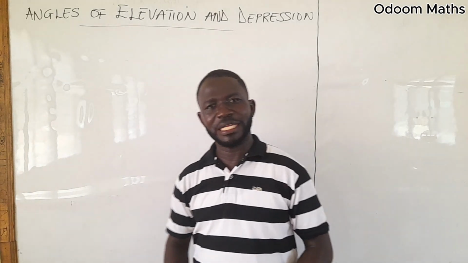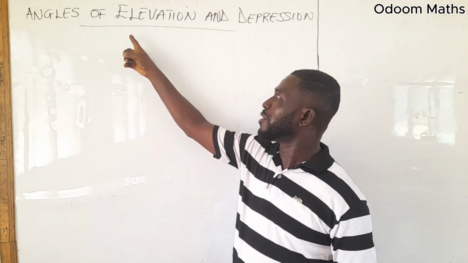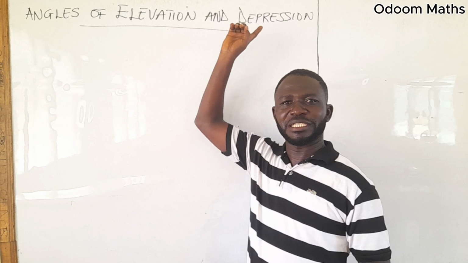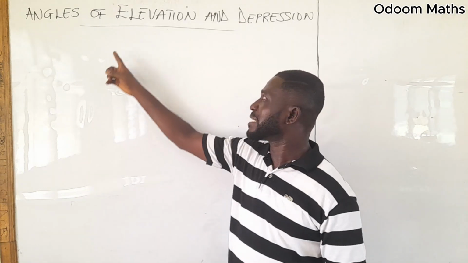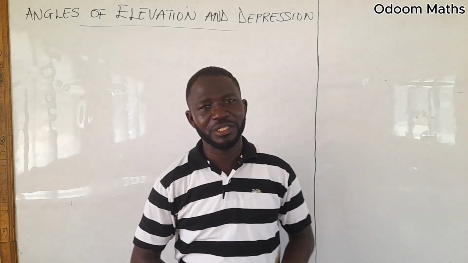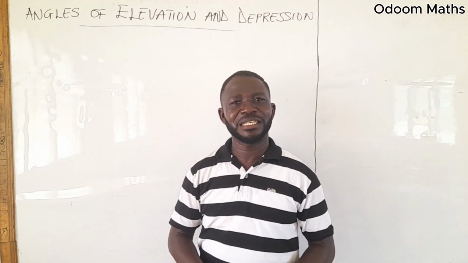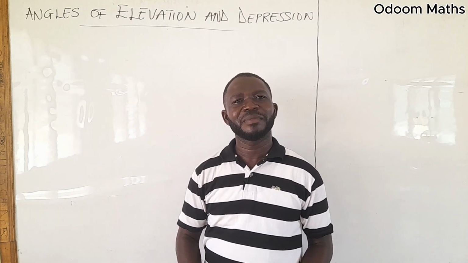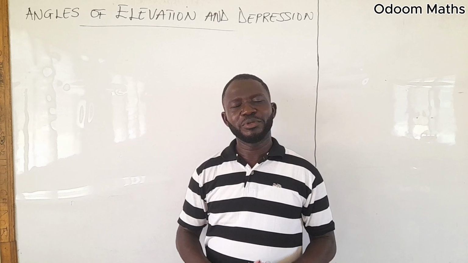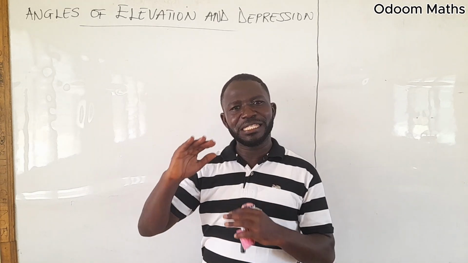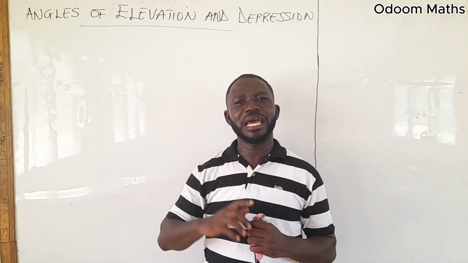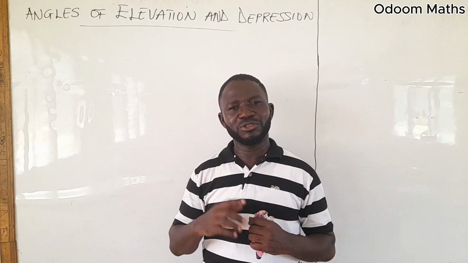Today I want us to look at the topic angles of elevation and depression under trigonometry. Okay, now when you say angle of elevation, what is an angle of elevation? An angle of elevation is the angle formed between the line of sight and the horizontal to the eye level.